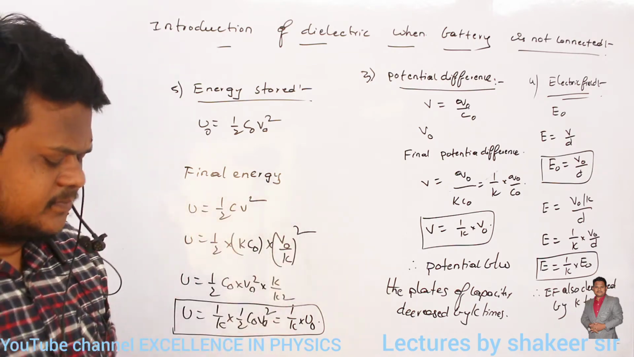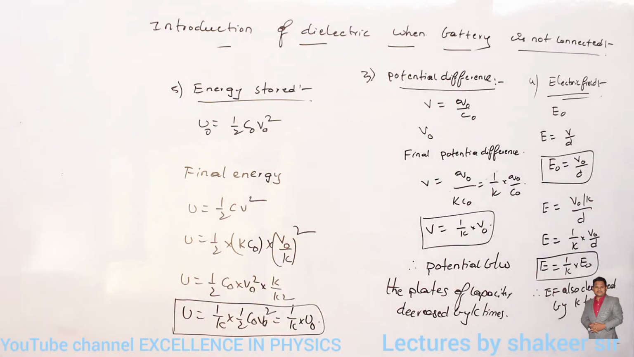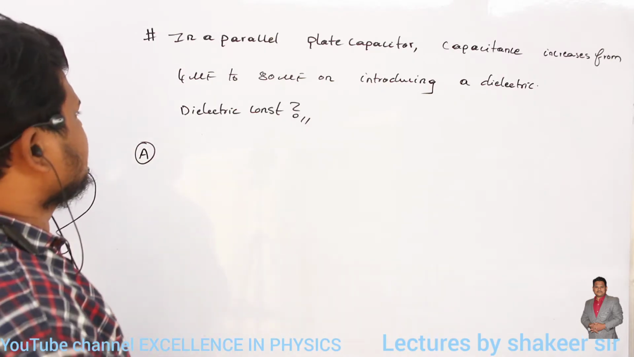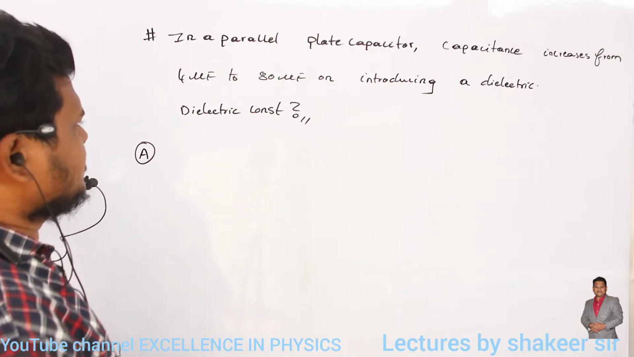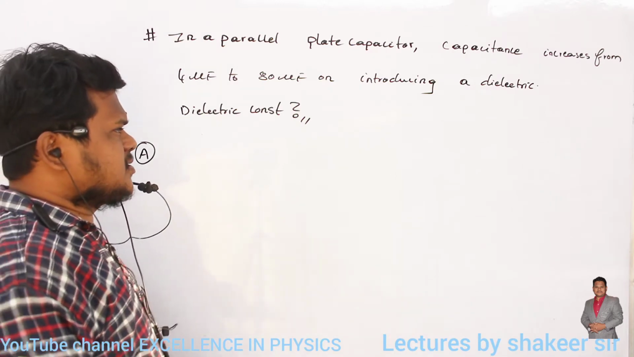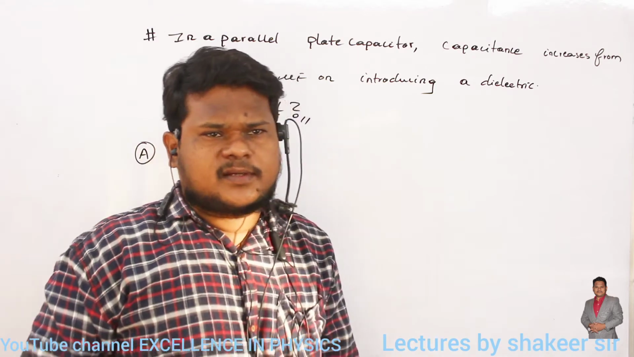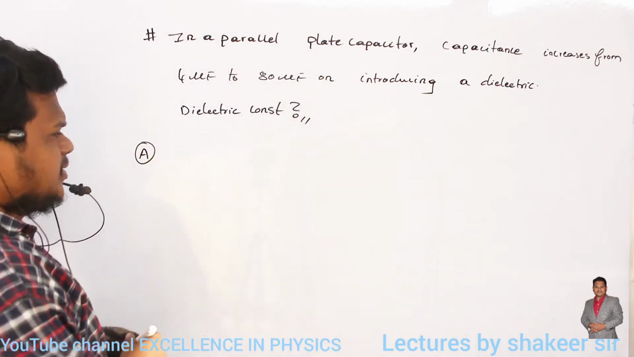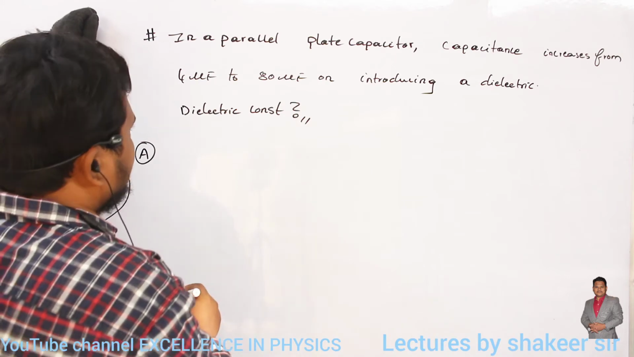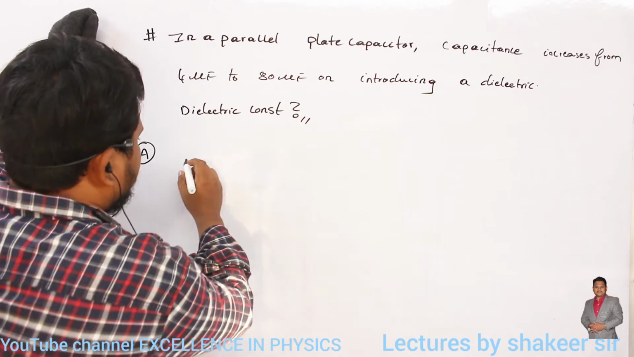Make a note up to here. In a parallel plate capacitor, capacitance increases from 4 microfarads to 80 microfarads on introducing a dielectric in between the plates of the capacitor. What is the dielectric constant? Anybody, can you answer? 20, that's all.